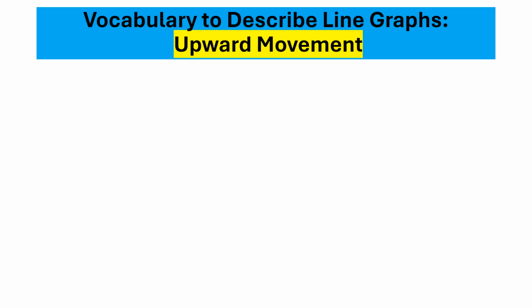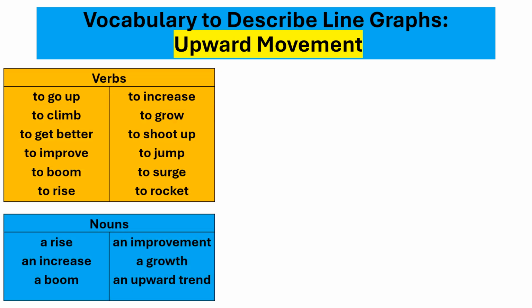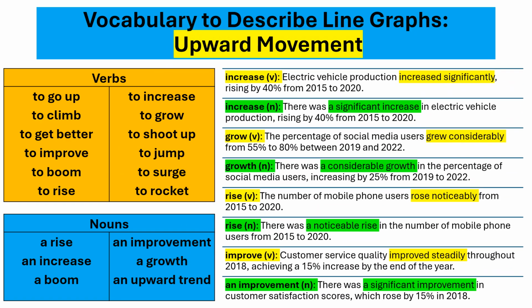Now let's take a look at the vocabulary used to describe an upward trend in a line graph. When data increases over time, we can use a variety of verbs and nouns to describe this movement accurately. Here is a list of commonly used words along with example sentences. As you go through them, pay attention to how different words are used to describe similar trends. Pause the video here and read the example sentences to see these words in action.